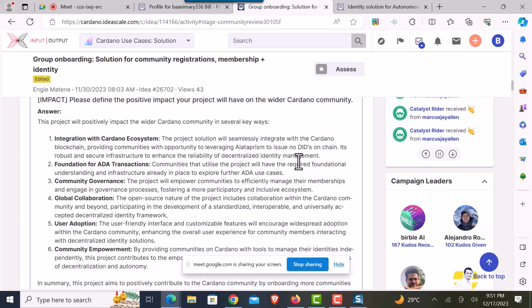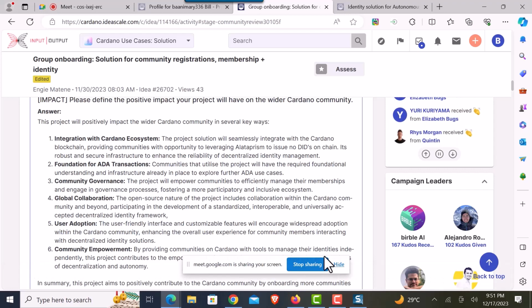In fact, it's lengthy. Yes, but the first one I have read to us all is clear. So the second one he's also talking about is the foundation for ADA transactions. The third one is community governance, and he's also looking at global collaboration, user adoption, and community empowerment.